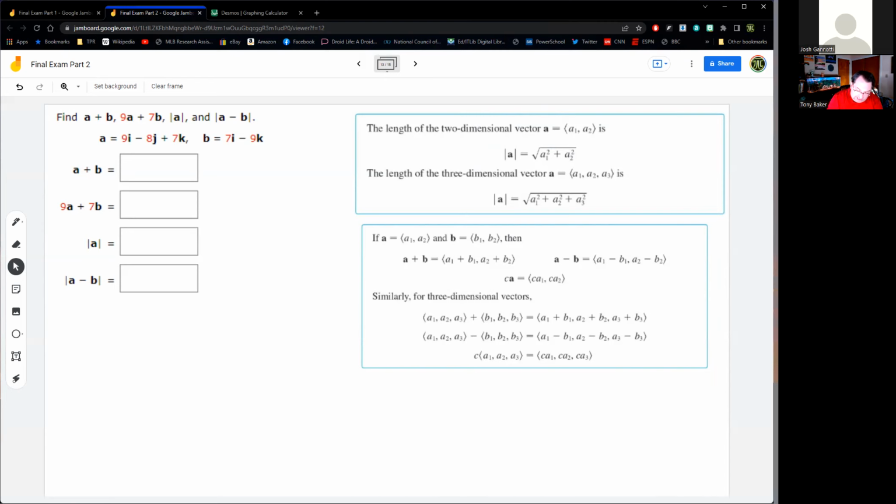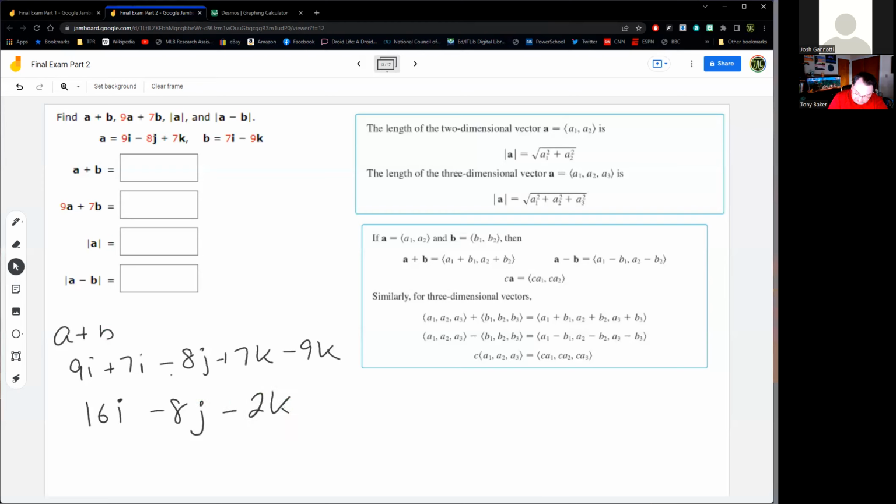All right, so the first one, a plus b. So all this is we're going to basically add them. So I've got 9i plus 7i. And then I've got negative 8j. And then I've got 7k minus 9k. So I've got 16i minus 8j minus 2k. So that's a plus b.